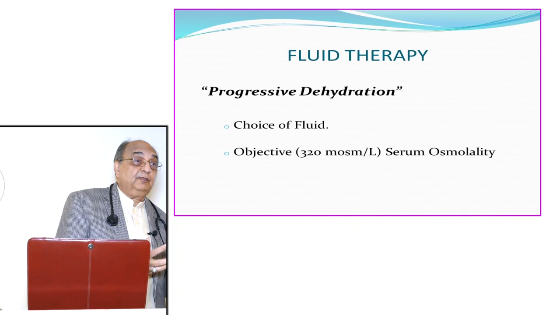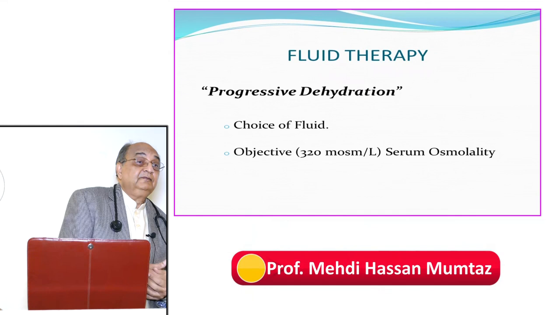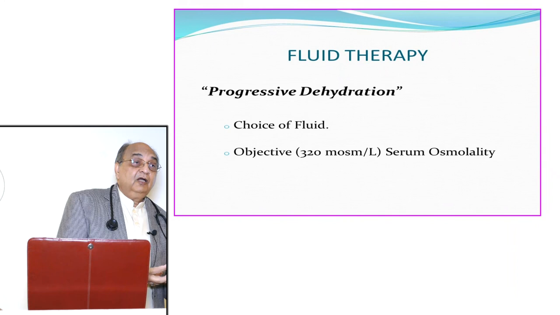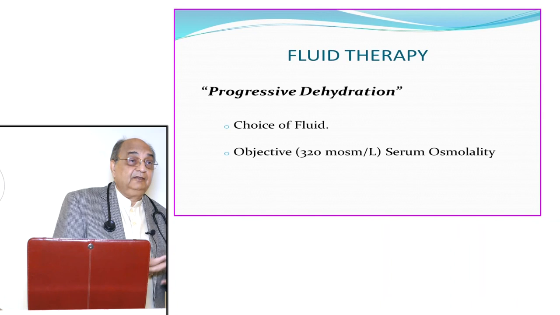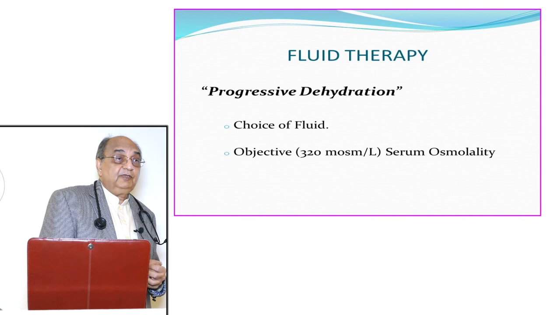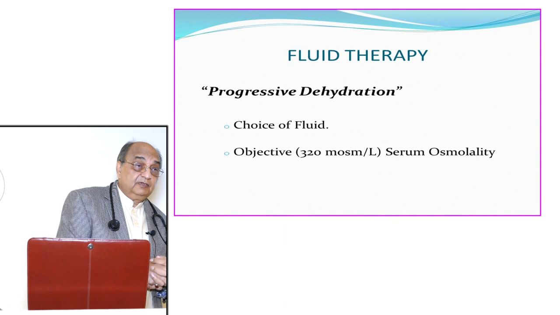And what should be the choice of fluid? It should be a fluid which remains in the vessel. Which type of fluid will remain in the vessel? The fluid which has colloid activity. It does not go out through the pores of the capillary vessels. So we try to give blood, plasma, or plasma substitutes like Emagel. Then there are so many other choices also.